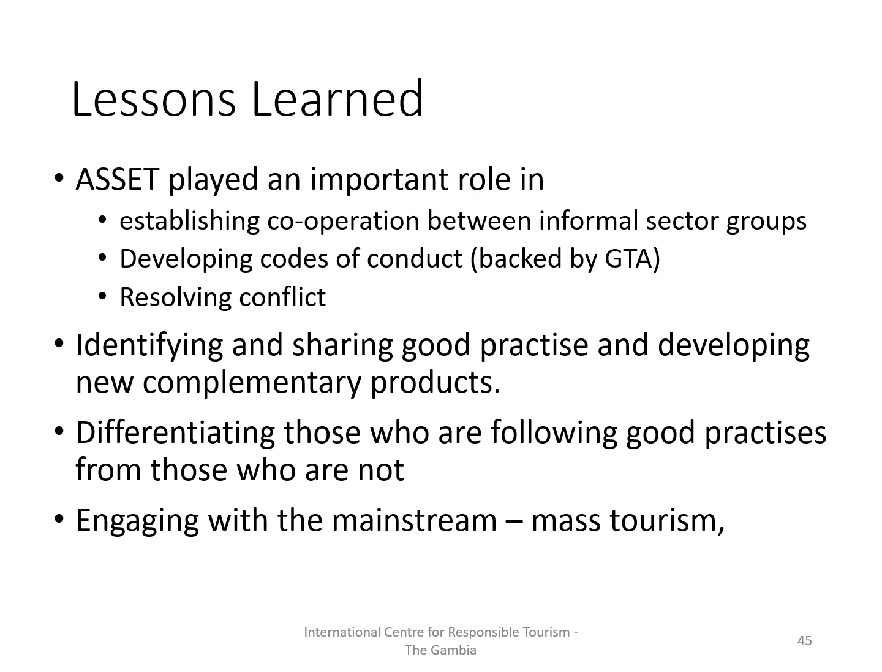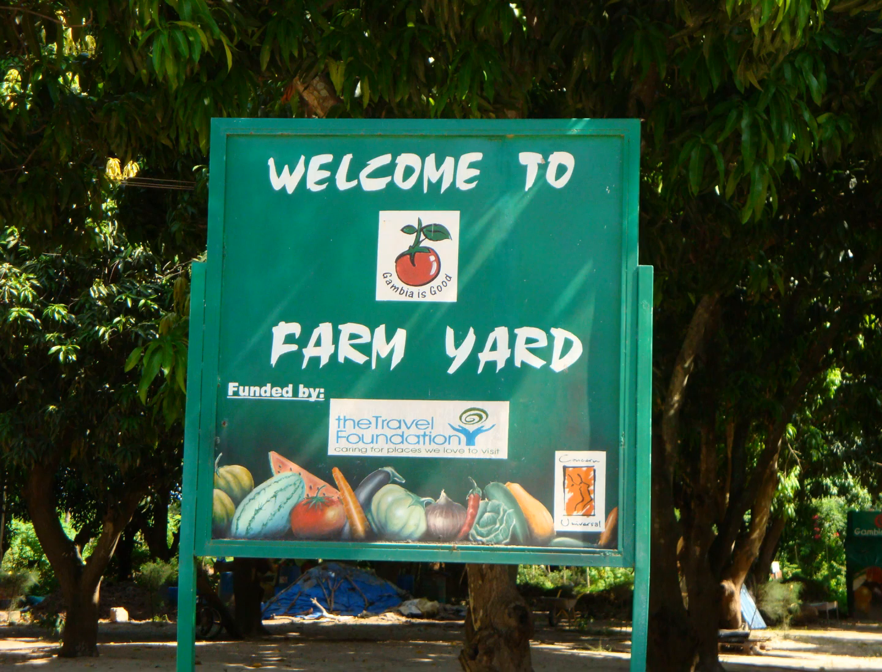So the other lessons learned, really important that ASSET was there to provide a forum for the SMMEs, to establish cooperation between the different informal sector groups, to develop the codes of conduct and resolve conflicts. Identifying and sharing good practice was a very important part of the process, and differentiating those who are following good practice from those who are not, as well as enabling the SMMEs to engage with the mainstream mass tourism. So that was the initial DFID project on securing access for the informal sector in the Gambia.